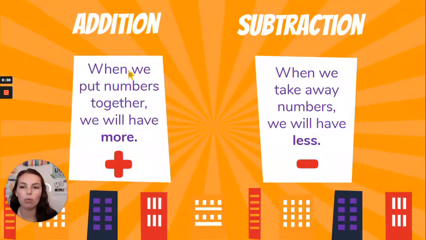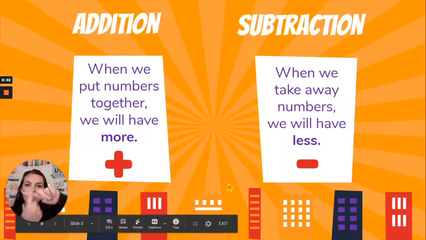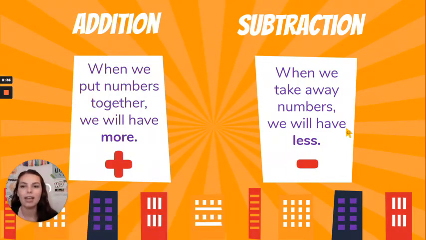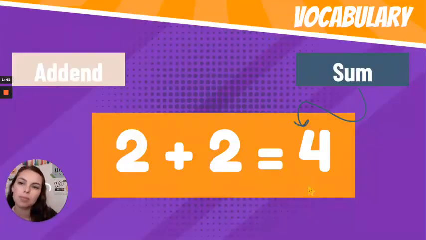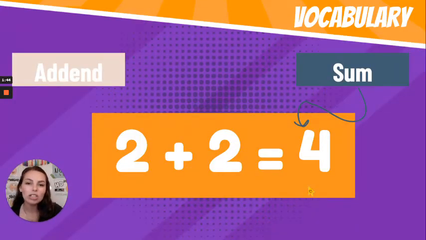So let's talk about what is the difference between adding and subtracting. Adding is when we put numbers together. We will end up having more. Subtraction is when we take away numbers. We will have less.